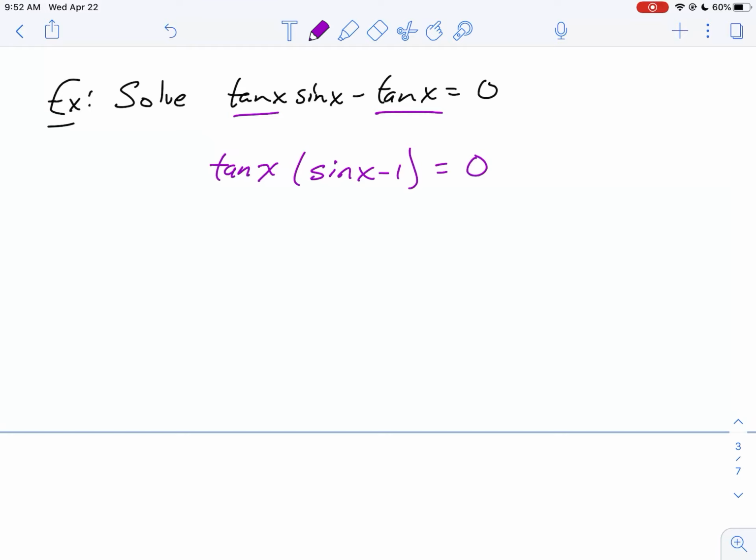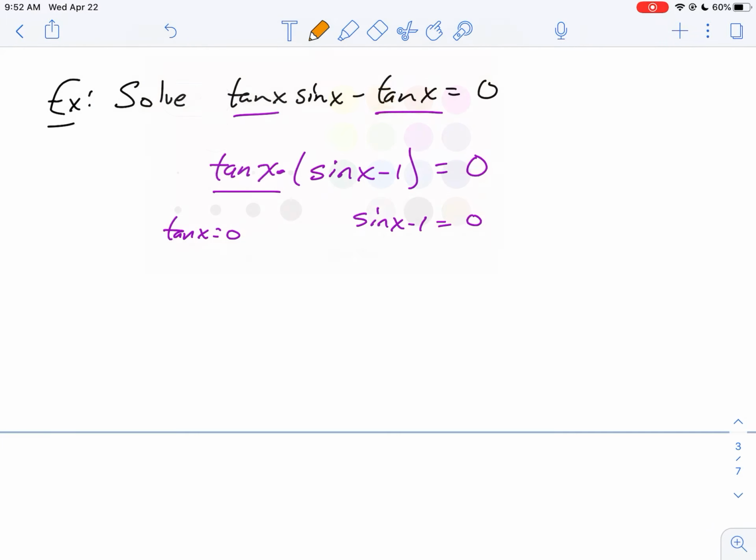And I'm left with sine x minus 1. So you see if I divide tangent out here, I get sine x, divide tangent out here, I get 1. And now we have really broken this up into two smaller parts using the zero product property. We know that either tangent of x has to equal 0, or sine x minus 1 has to equal 0. And from here, we can treat these separately and solve.